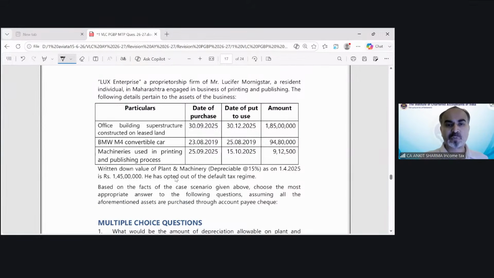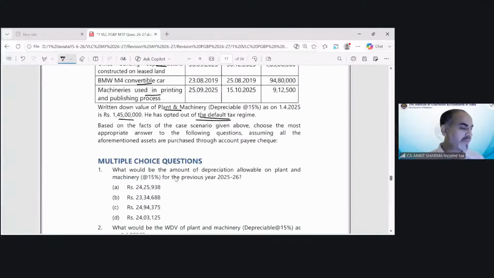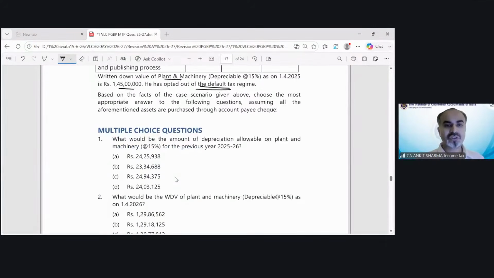Office building superstructure, BMW M4 convertible car, machinery used in printing, WDV of the machine has been provided in the question. He has opted for the default tax regime. As soon as in case of depreciation the default tax regime has been used, there's good news because you do not need to bother about the additional depreciation concept. Now we will see what is the question.